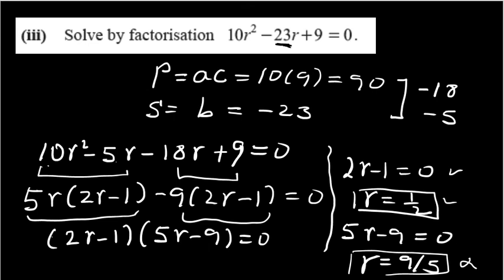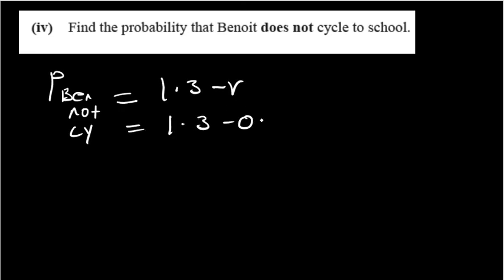Therefore, when you come back to our question now, it says find the probability that Benoit doesn't cycle to school. So the probability of Benoit not cycling, we have been given already, 1.3 minus r. But which r will be taken? As I said before, 1.3 minus 0.5. 1 over 2 means 0.5. When you subtract, it's going to be 0.8. The probability that Benoit doesn't cycle to school is 0.8. Done. Let's go to the next question.